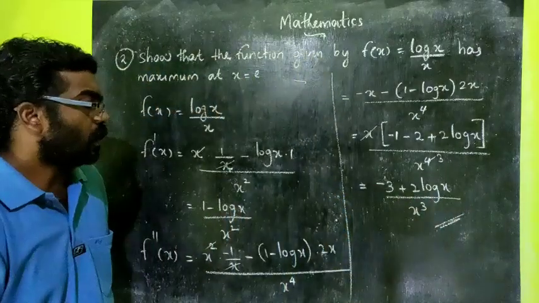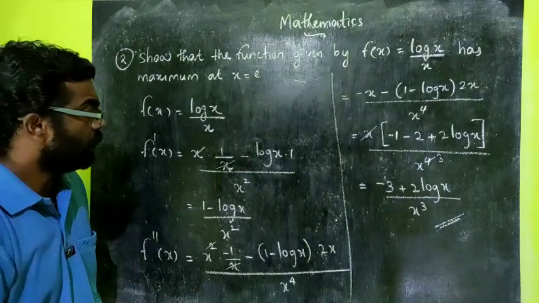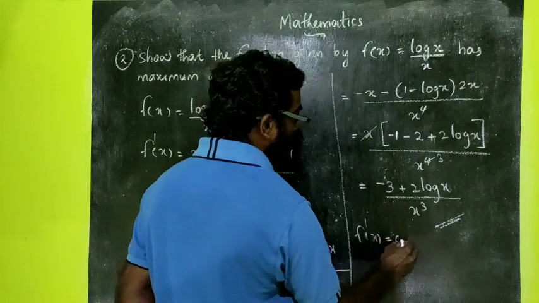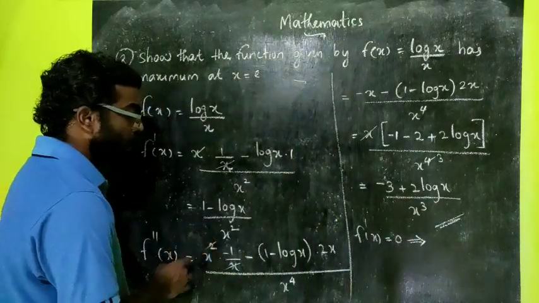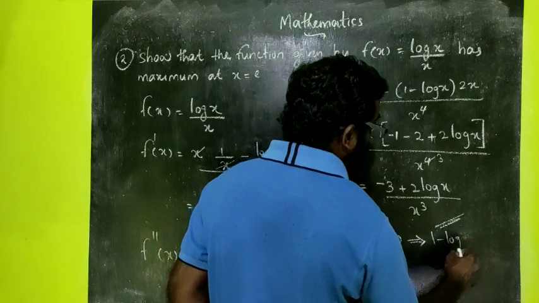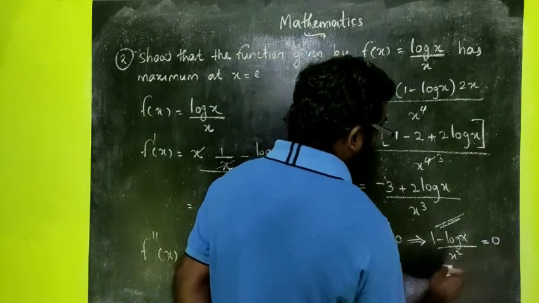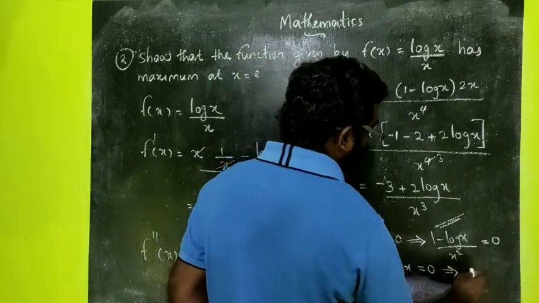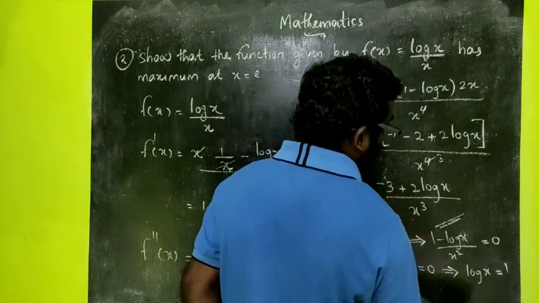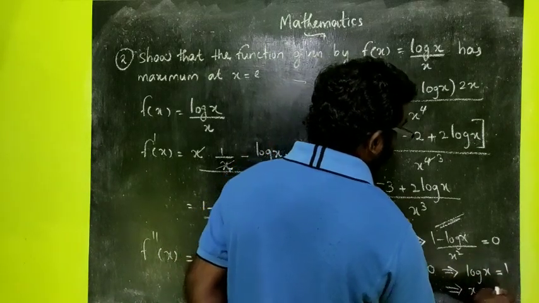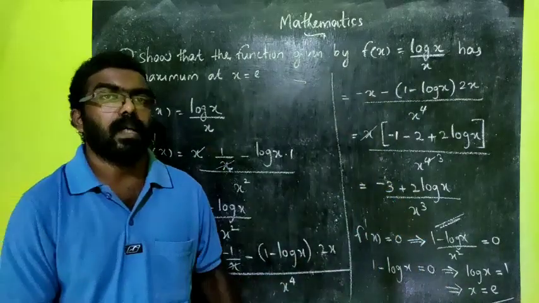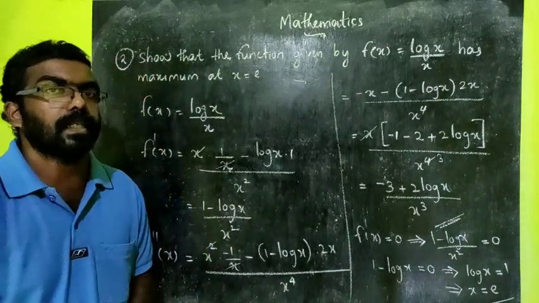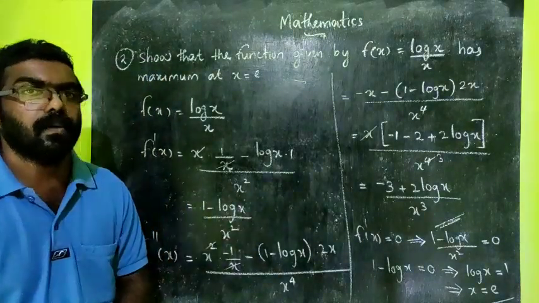Okay. Now we have to equate the first order derivative to 0 in order to find the critical point. So f dash of x equal to 0 implies 1 minus log x by x square is equal to 0, which implies 1 minus log x equal to 0, or we can write log x equal to 1. Log x equal to 1 implies x equal to e. Okay, so here the critical point is e, and we have to check the sign of f double dash of x, the second order derivative at x equal to e.